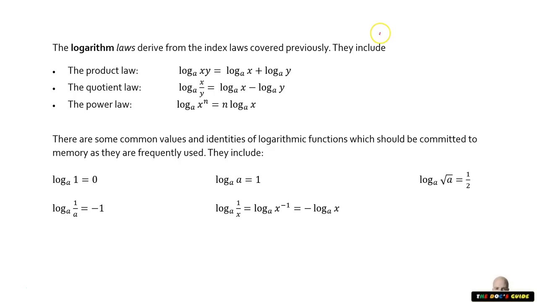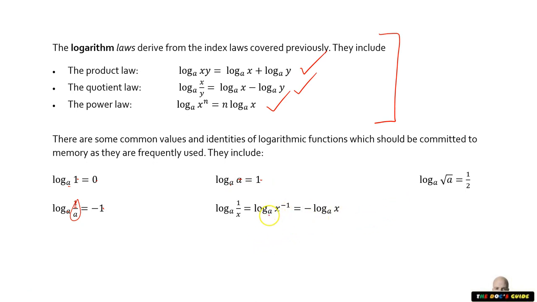Now, these should all be known from previously: the product law, the quotient law, and the power law, and we've used those since then. And as a consequence of those laws and what we already know, we should be fairly comfortable with these relationships. So a to the 0 equals 1. We know a to the minus 1 is 1 on a. A to the 1 is a.